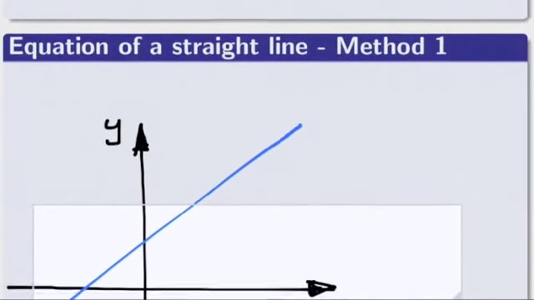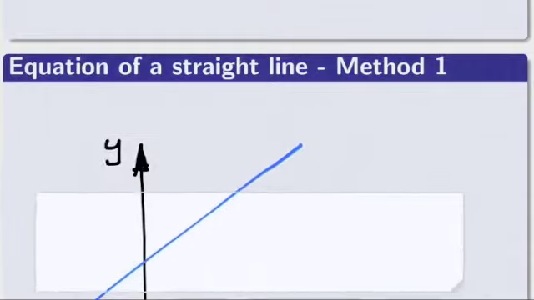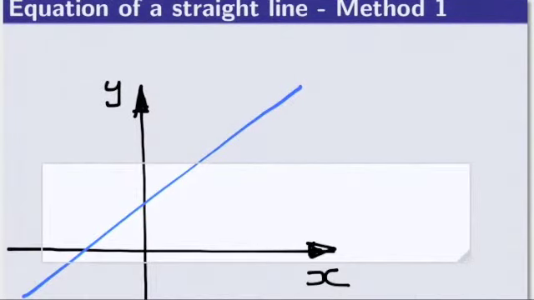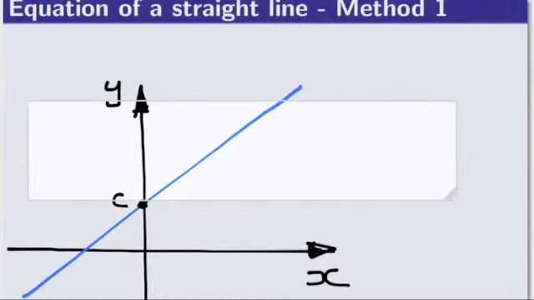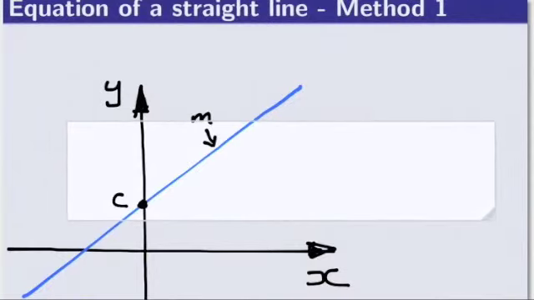Okay. Now how do we find the equation of a straight line? Suppose that this straight line cuts the y-axis at some point c, and suppose that we are given the gradient of this line. So suppose the gradient m is given, and the straight line cuts the vertical axis at point c. The equation of the line can be written as y equal to mx plus c.